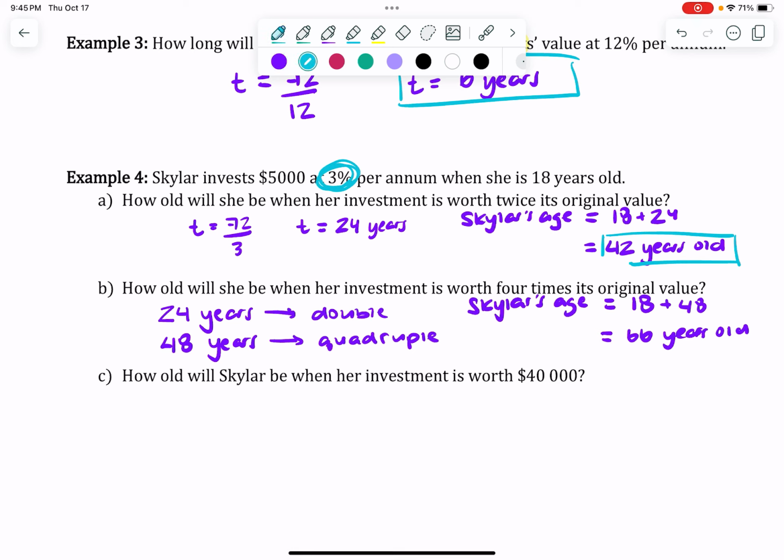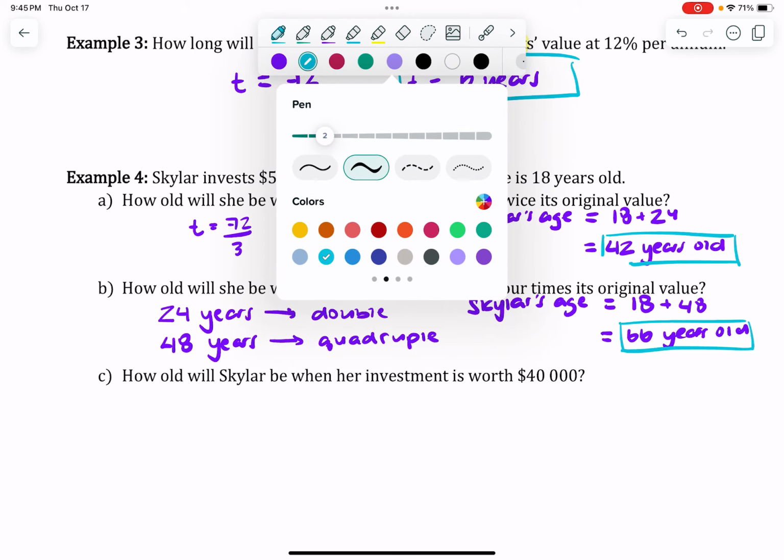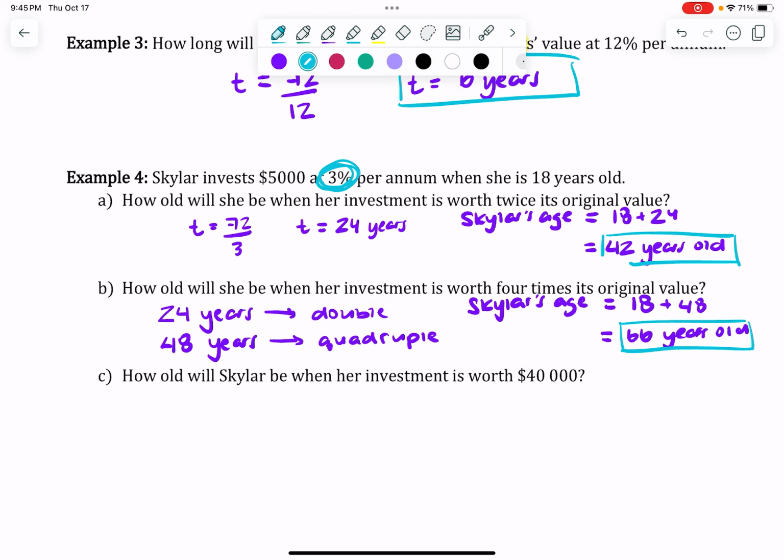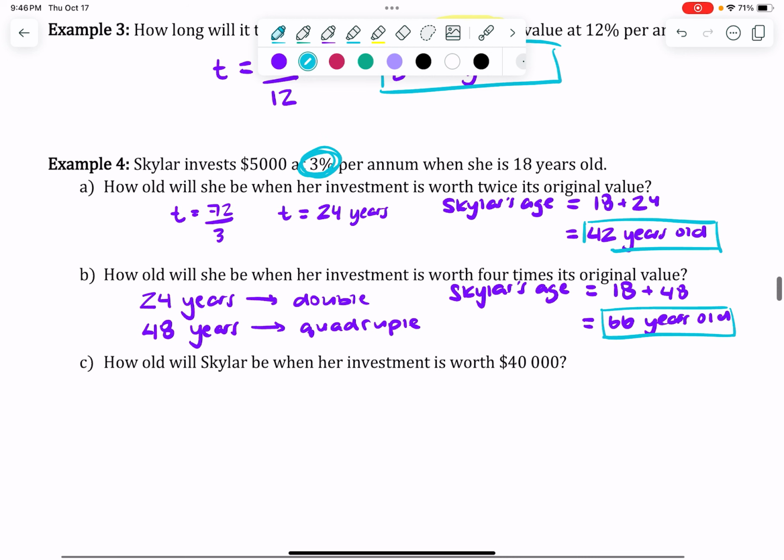Maybe this was Skylar's retirement gift to herself. She invested this at 18, and she's like, I'm 66. Now I have 4 times as much money. Especially with that 3% interest rate. Again, that $5,000 did not come into effect in this question. Now, the last one. The last question says, how old will Skylar be when her investment is worth $40,000?